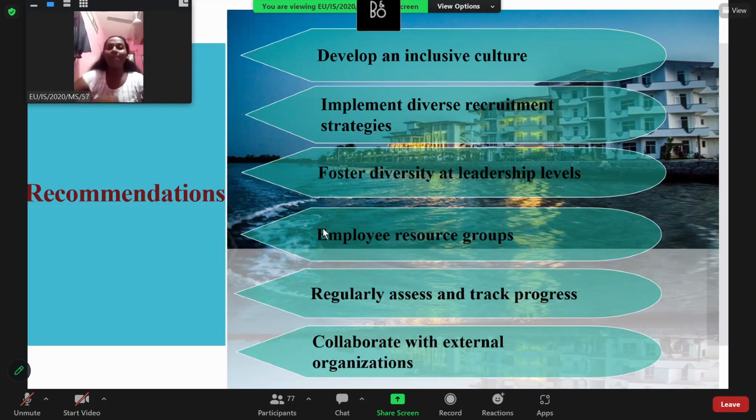By implementing these recommendations, organizations can cultivate a diverse and inclusive workforce that not only reflects the broader society but also contributes to their long-term success and growth. Embracing workforce diversity is not only the right thing to do, but also a strategic imperative in today's dynamic and competitive landscape.